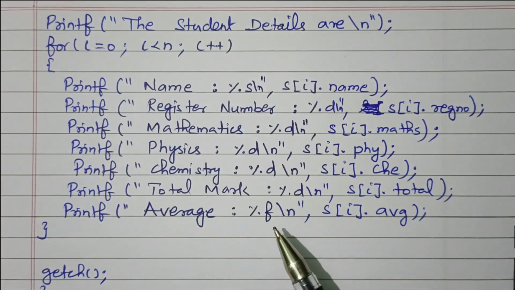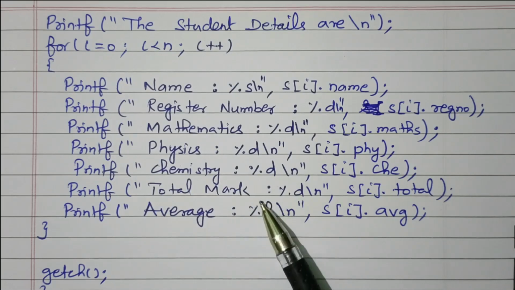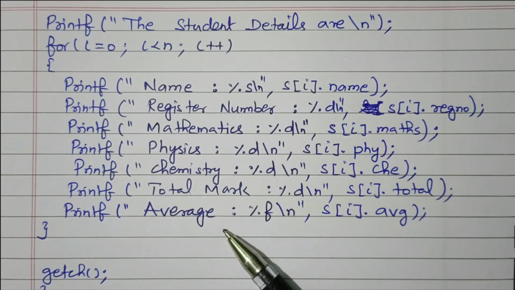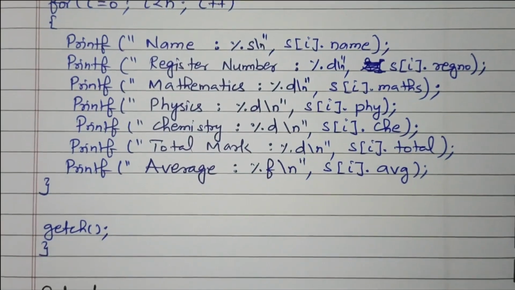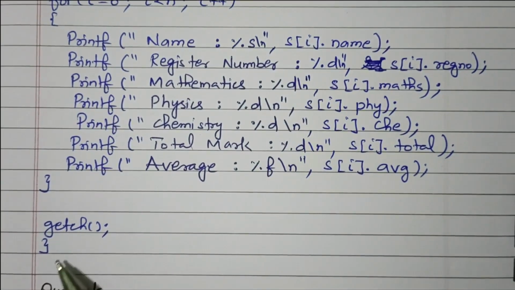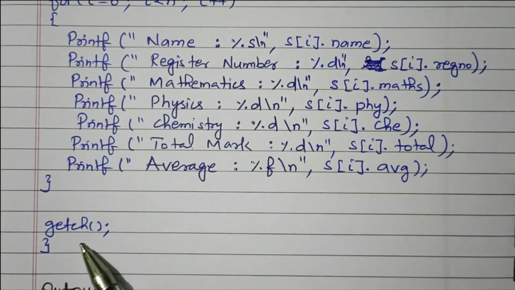So 0 refers to the first student, 1 refers to the second student, 2 refers to the third student, and 4 refers to the fifth student. Like that it will print. Then after that we can use getch and close the program. getch is used for getting a character, so until then we can see the output.